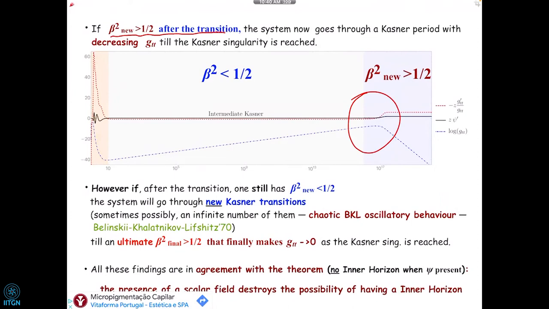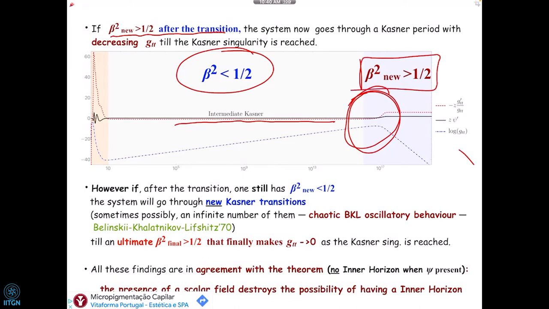So I have an intermediate Kasner cosmology, but beta square is smaller than one half. Then the system will have a transition to a new beta square that is now bigger than one half, and then it will approach the space-like singularity as GTT goes to zero. However, after this first transition, I can still land on a beta square smaller than one half.